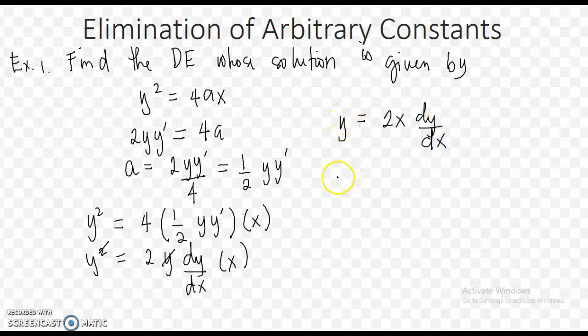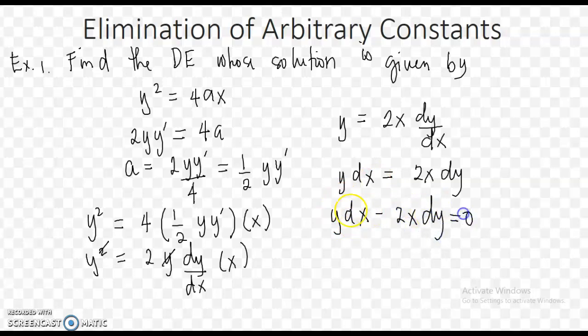Cross multiply, we have y dx is equal to 2x dy. Then transpose 2x dy to the left side. We have y dx minus 2x dy is equal to 0. Okay. If you notice from the final answer, there's no arbitrary constant. Okay. Number 2 example.